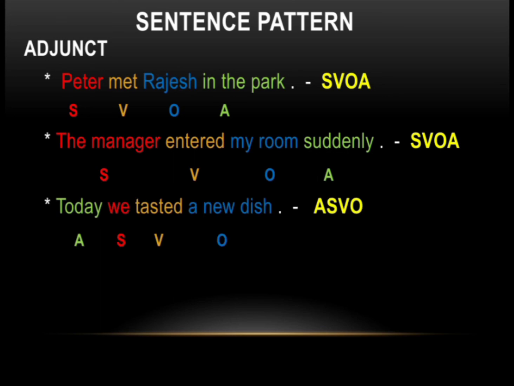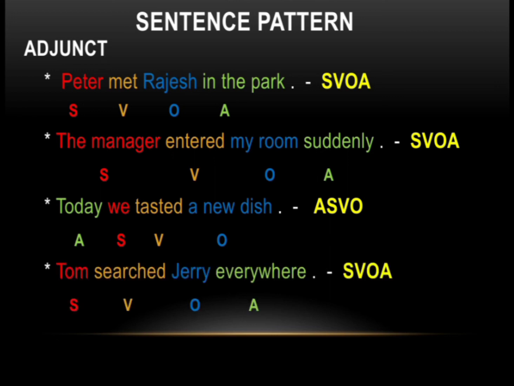Today we tasted a new dish. When did you taste? Today. So it is an adjunct. We tasted a new dish. We is the subject. Tasted is the verb. What did you taste? So that is an object. So the pattern is ASVO. Tom searched Jerry everywhere. Tom is the subject. Searched is the verb. Whom did he search? Jerry, and so that is the object. Where did he search? Everywhere, and so that is the adjunct, and the pattern is SVOA.